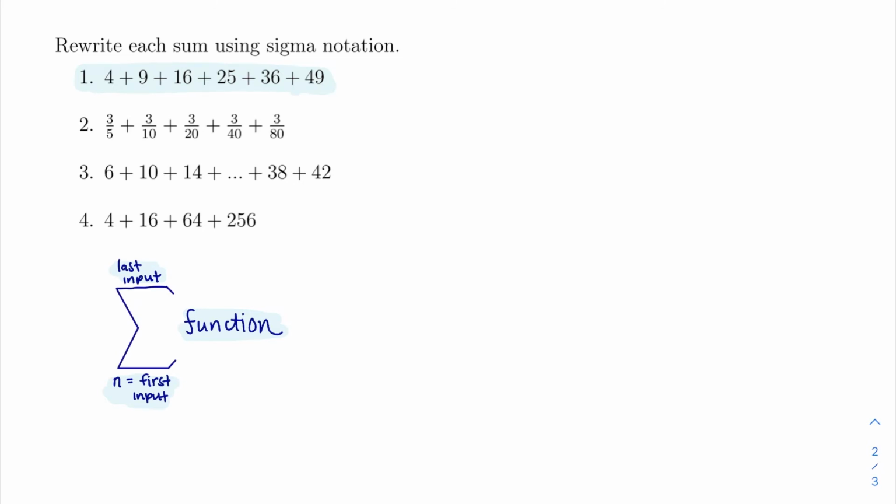So for this first one, we've got 4 plus 9 plus 16 plus 25 plus 36 plus 49. Okay, now I can tell that this is not an arithmetic sequence, right?